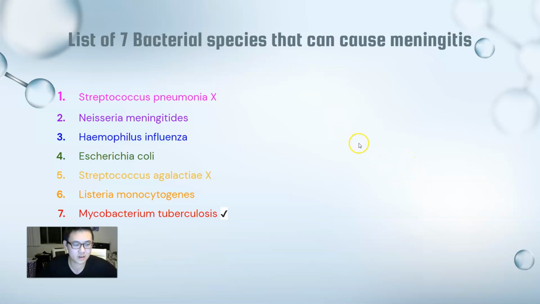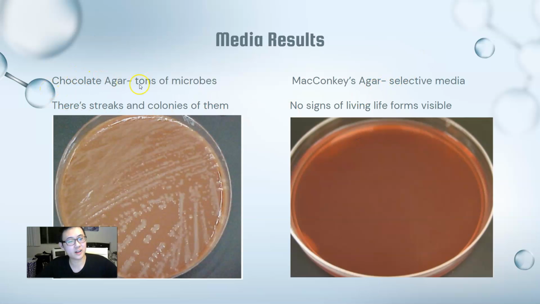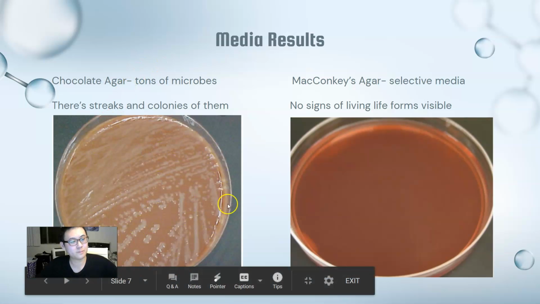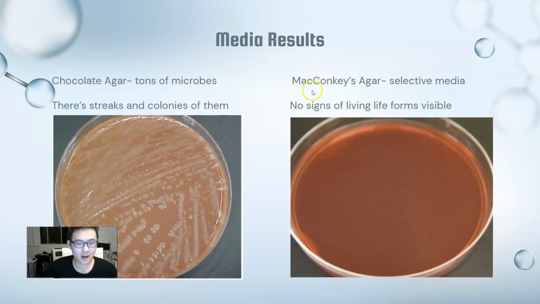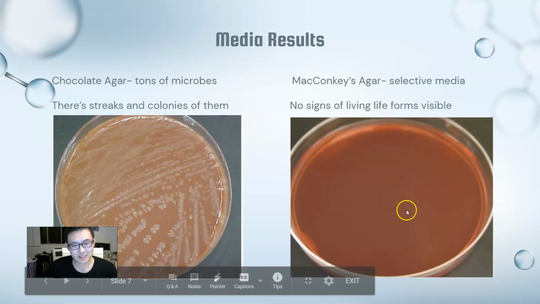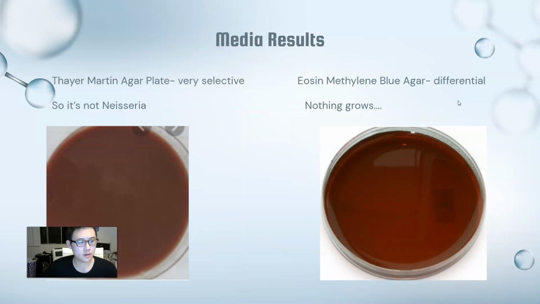occurred within our results. Moving on to the chocolate agar, we can see there are tons of microbes, streaks and colonies of them growing. So this could indicate to us that our bacteria is non-fastidious. Otherwise, this amount doesn't make sense. Now, MacConkey's agar is a selective media that grows non-fastidious gram-negative bacteria. And since there are no signs of living life forms visible, we could eliminate the possibility of it being E. coli.